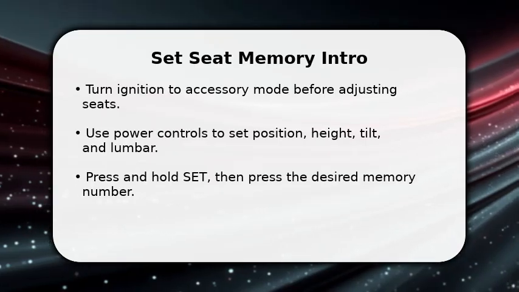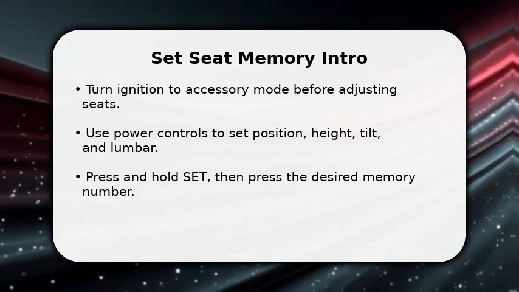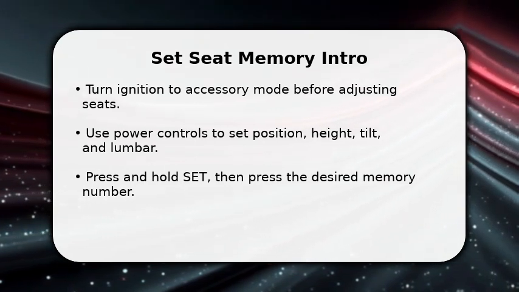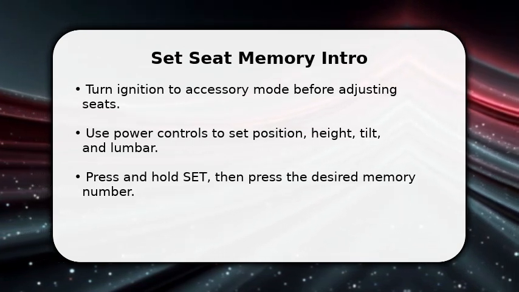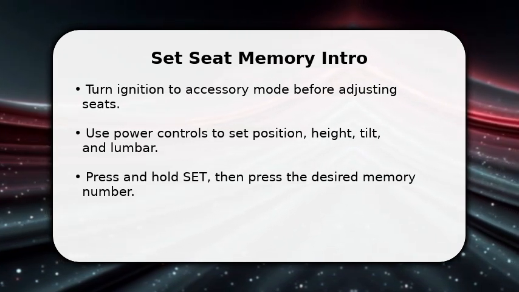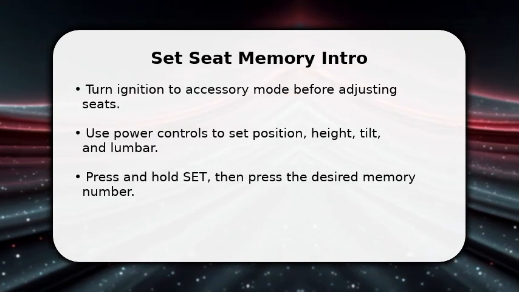In this video, I will show how to set seat memory on a Cadillac CTS. Begin with the car off, sit in the driver's seat, and adjust the seat to your preferred position using power controls, including lumbar and cushion settings. Press and hold SET, then press 1 or 2 until you hear a beep. Test memory by moving the seat and pressing the stored number to return.